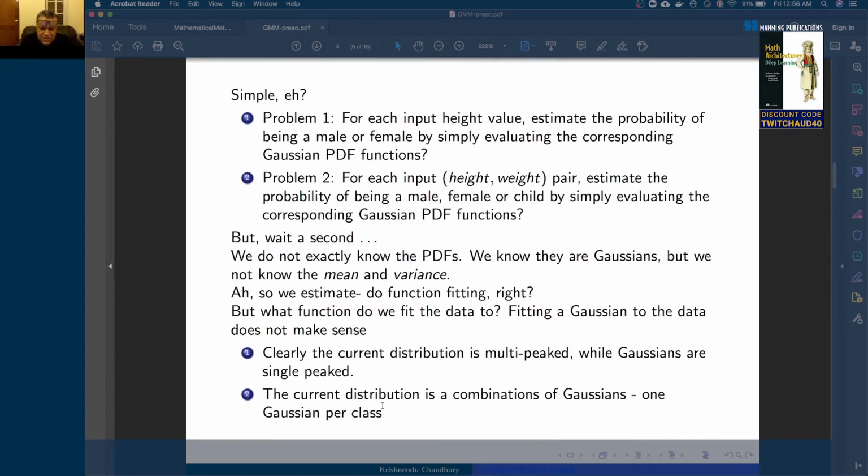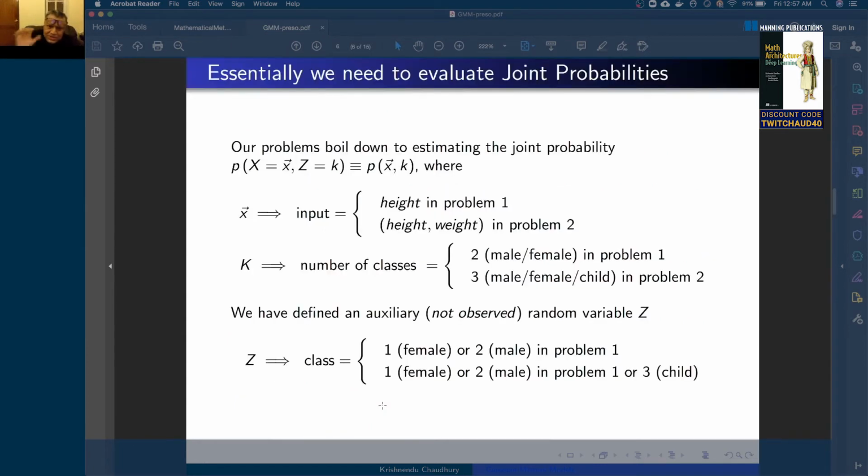Clearly the distribution is multi-peaked. Gaussians are single-peaked. The current distribution is a combination of Gaussians, one Gaussian per class. So fitting a single Gaussian would not do the job. Which brings us to Gaussian mixture modeling. We will see that this leads to a weighted combination of Gaussians. That is what we will use to represent this sort of variables.